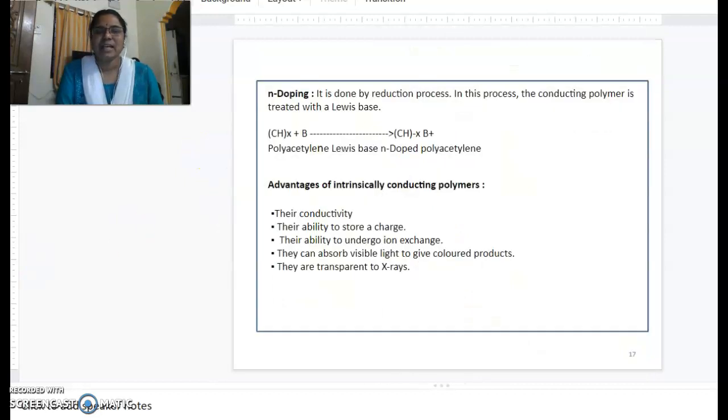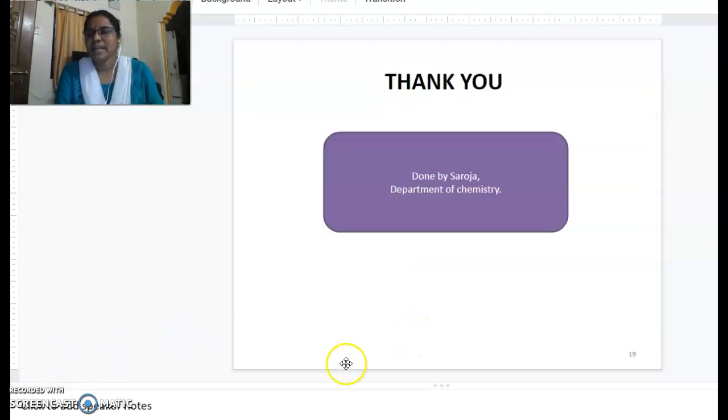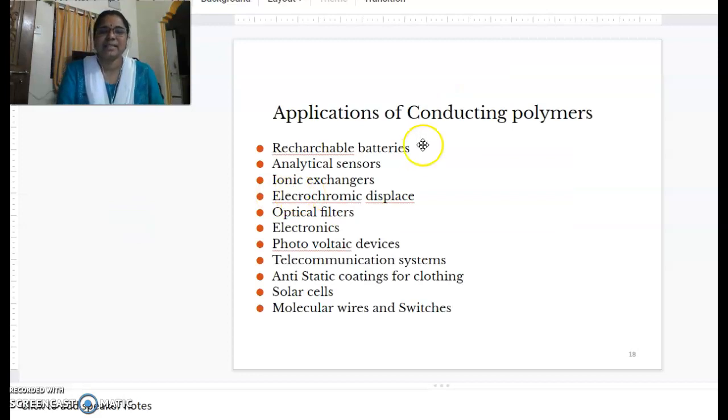Now let us see the applications. Yes, can anyone explain about the applications? These are the various applications. They can be used in rechargeable batteries, analytical sensors, ion exchangers, electronic displays, optical filters, electronics, photovoltaic devices, telecommunication systems, anti-static coatings for clothing, solar cells, molecular wires and switches.